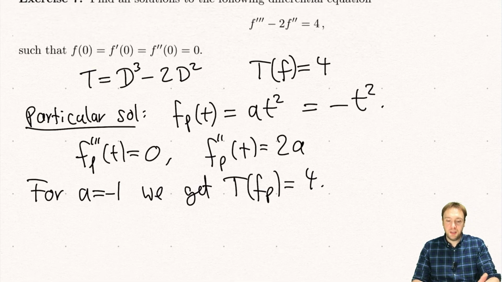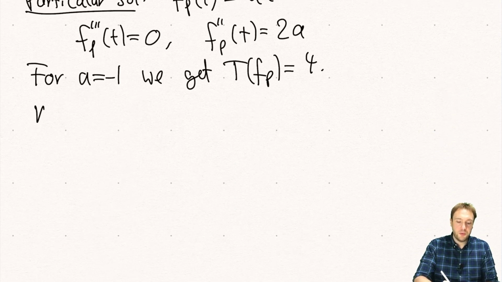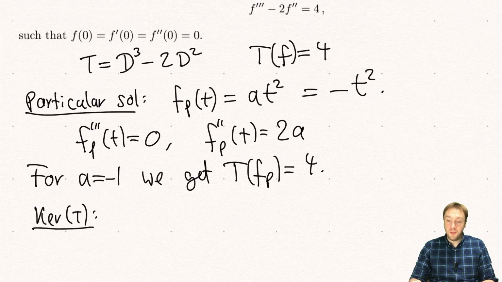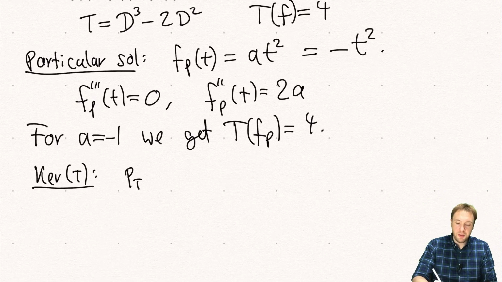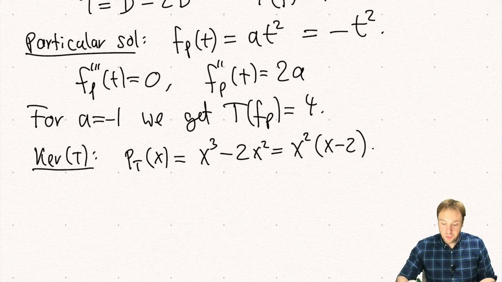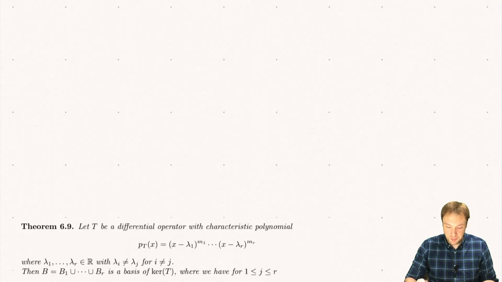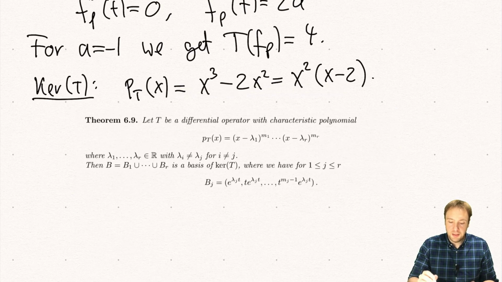And now all solutions are given by this one solution plus all elements in the kernel of T. So therefore we now want to find the kernel of T. And how do we do this? Well, for this we consider the characteristic polynomial of this differential operator, which we denoted by p_T of x, and in this case it is x cubed minus 2 times x squared, and this we can factor as x squared times (x minus 2).